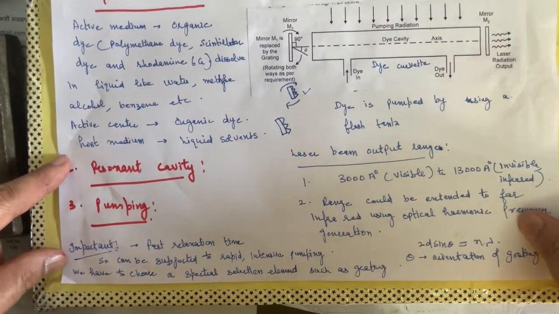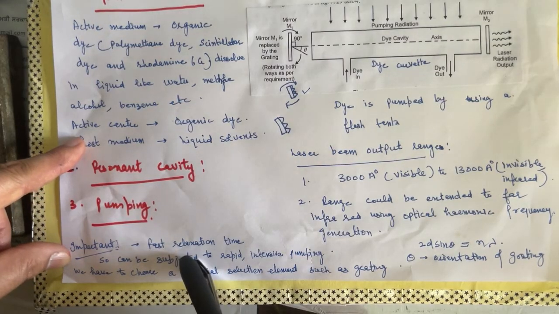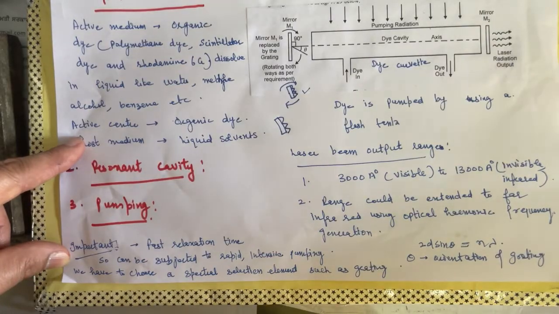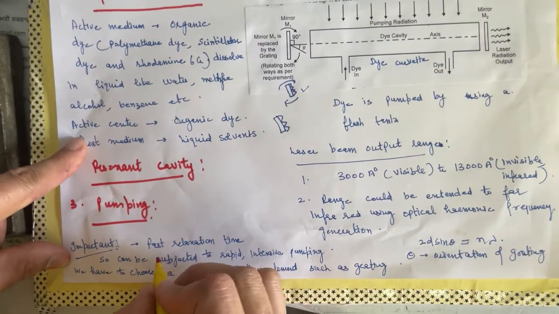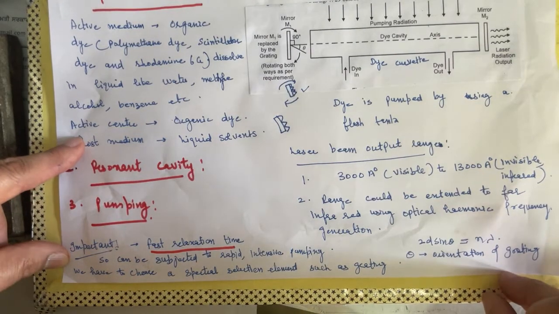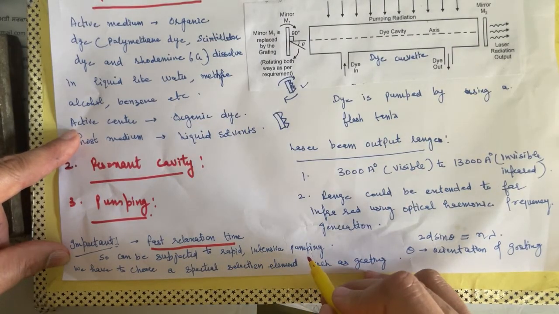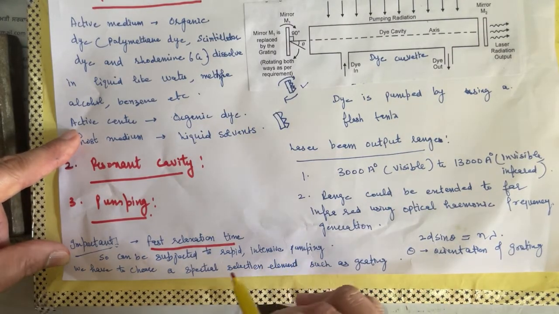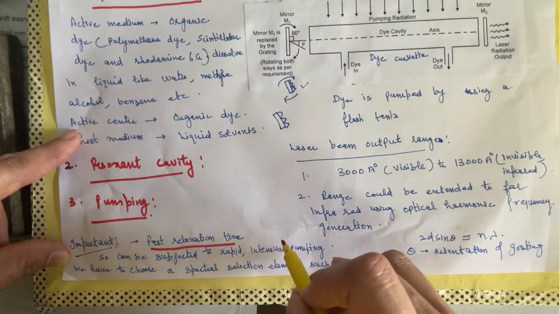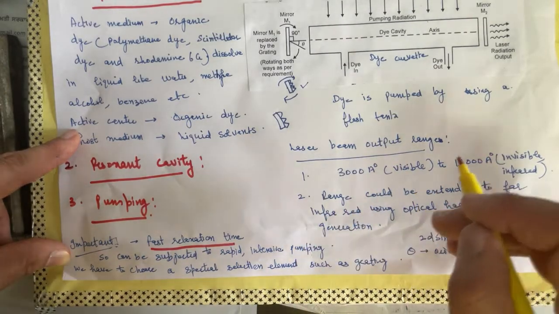Also, the important thing in this type of laser is that the dyes have a fast relaxation time. The relaxation time is very fast, so they can be subjected to rapid intensive pumping. For the tuning of the output laser radiation wavelength, it is necessary to use a special selection element.